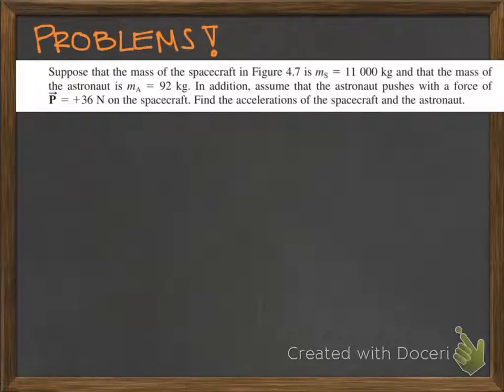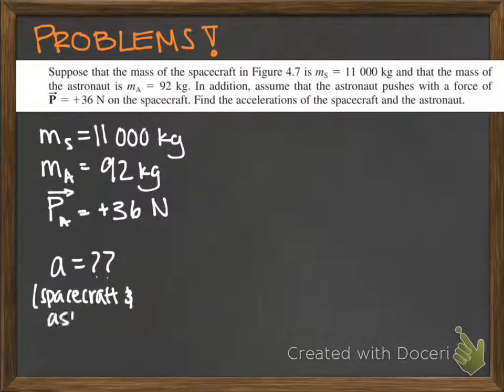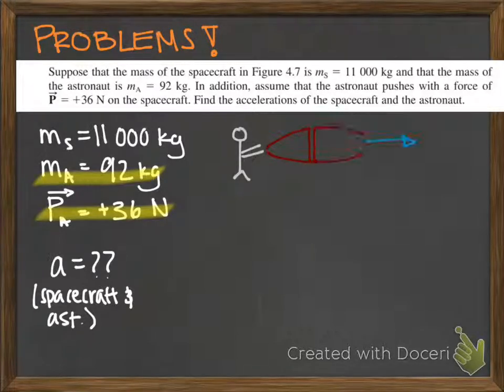So here they give us the mass of the spacecraft and the mass of the astronaut and the force of the astronaut. And they tell us to find the acceleration of both. So here I drew the astronaut pushing on the spacecraft with 36 newtons, and because of this we also know that the spacecraft is pushing the astronaut with a negative 36 newtons.